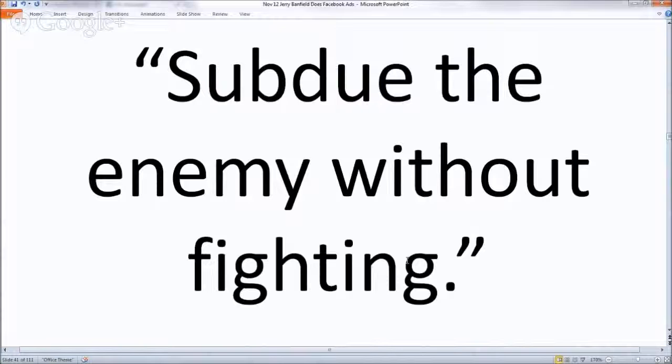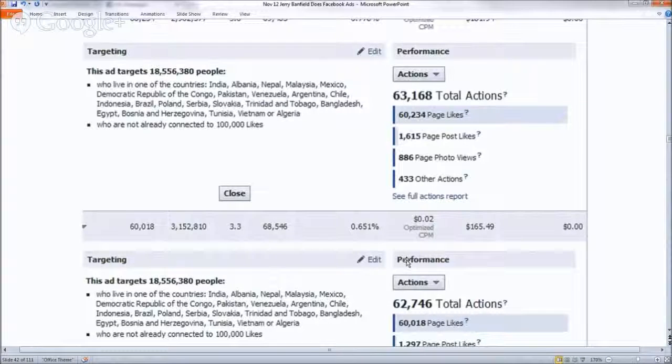I don't want to fight with other advertisers with massive budgets, like Coke, or whoever spends tons of money online advertising in the US. I don't want to fight with them over the same person seeing my ads. I don't have to with the way Facebook allows you to target. If you look, this is one of the ad campaigns I showed earlier that got 60,000 likes for $165. Look at how these ads are targeted.